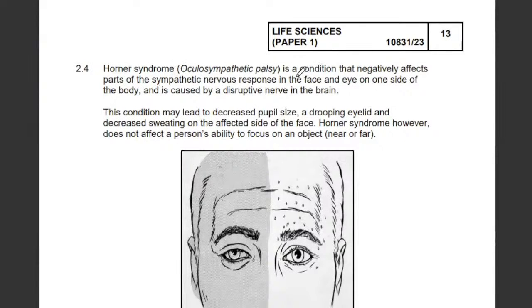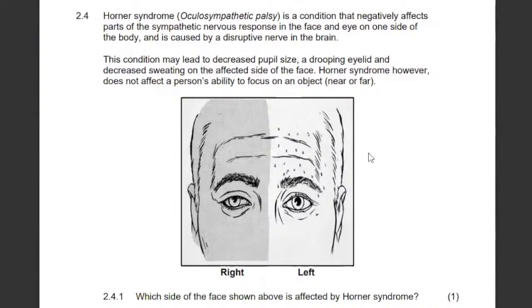Then they're saying that Horner syndrome is a condition that negatively affects part of the sympathetic nervous system in the face and the eye of one side of the body. It is caused by disruptive nerve in the brain. The condition may lead to decreased pupil size and drooping eyelids, and also decreased sweating on the affected side of the face. Horner syndrome, however, does not affect the person's ability to focus on the object. So that means it doesn't affect the person's ability to see near and far objects.